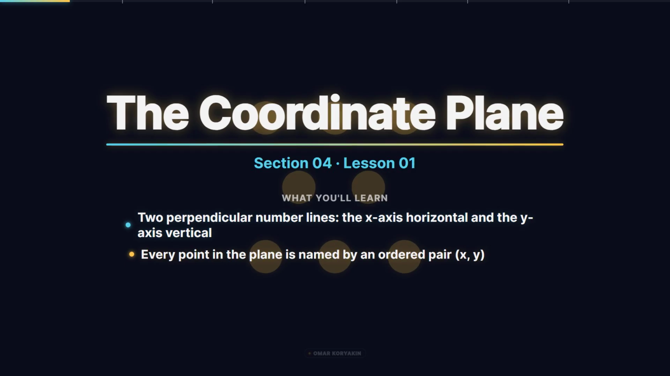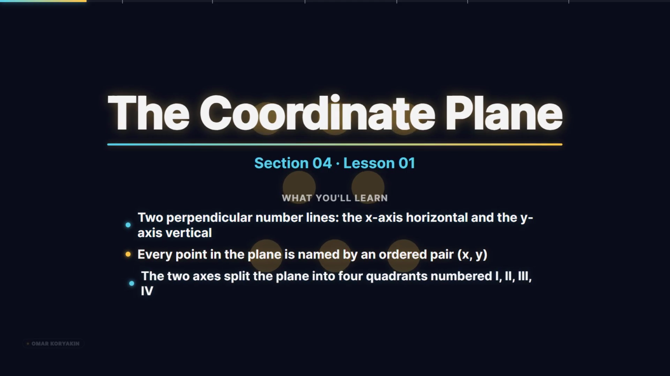Second idea, every point in the plane is named by an ordered pair of 2 numbers, written as the x-coordinate first and the y-coordinate second, separated by a comma, all enclosed in parentheses. The notation is (x, y), like (3, 2) for the point 3 units to the right and 2 units up from the origin. The order matters. (3, 2) is a different point from (2, 3). The convention x first then y is universal across mathematics, science, and engineering, and reversing the order is one of the most common beginner mistakes worth being explicit about from the start.